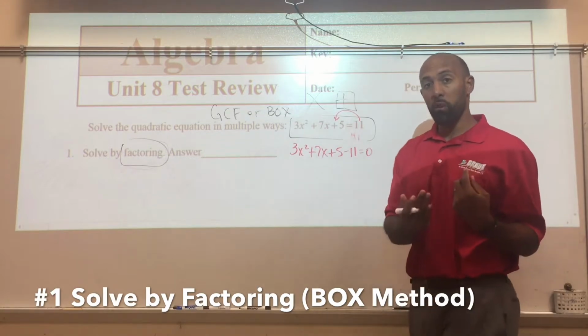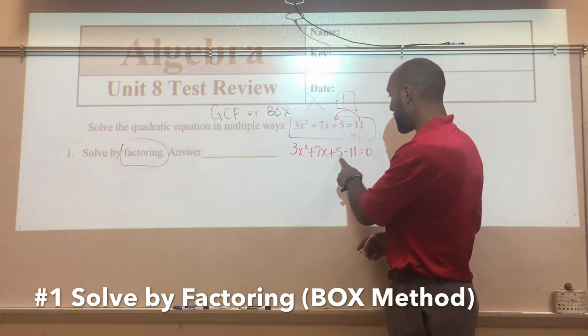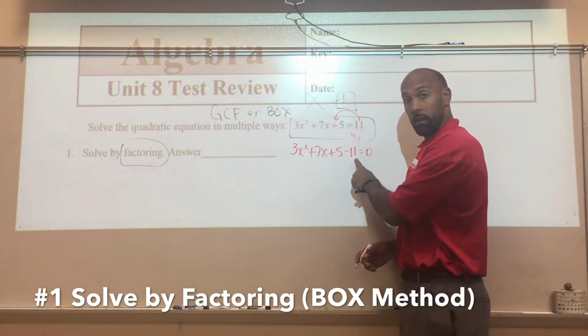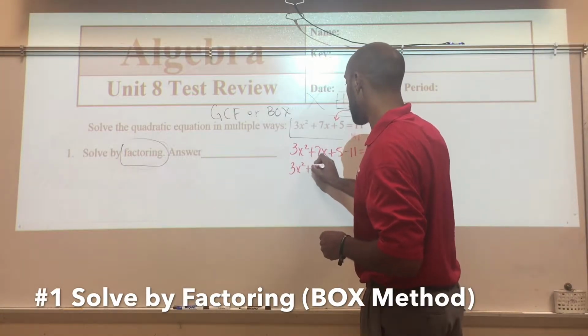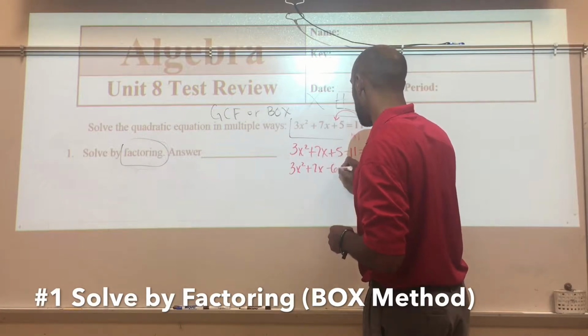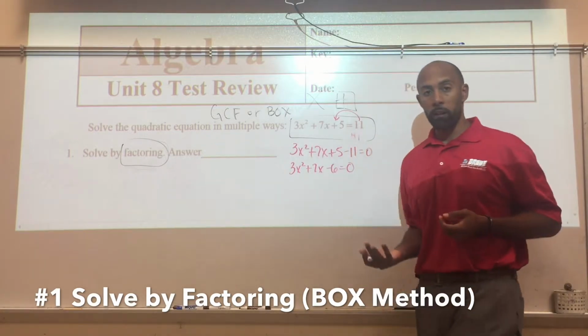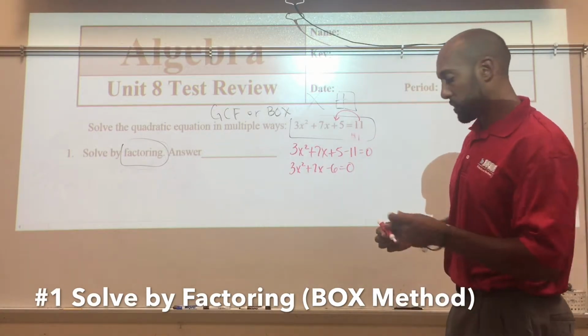Okay, now before we move further, we need to simplify. So right here, 5 minus 11, that's going to be negative 6. So let's write it out. So 3x squared plus 7x minus 6 equals 0. Okay, now we're ready to go. Now we can factor this and do our steps.